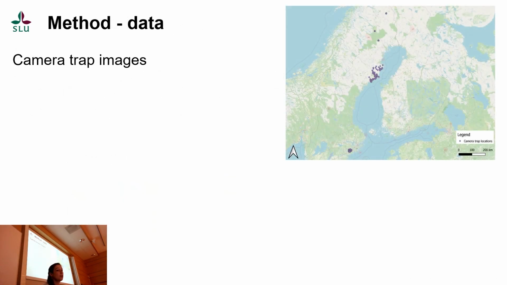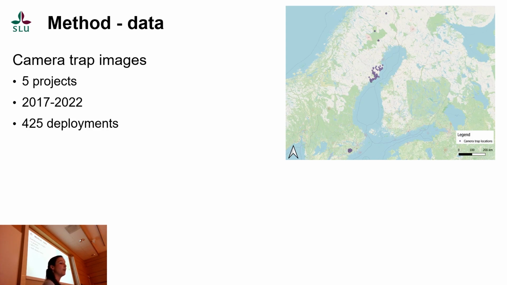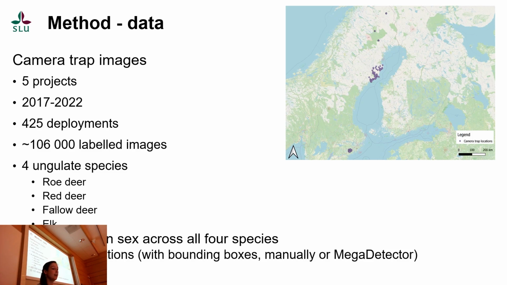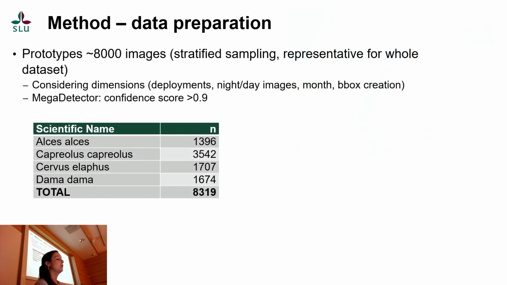So we use camera trap images that were collected across 5 different projects here in Sweden, across 6 different years, and more than 400 deployments, so different locations that you can see there as the dots on the map. We have in total 106,000 labeled images across 4 ungulate species: roe deer, red deer, fallow deer, and elk. Of those, we have 60,000 where we know the sex. And finally, we have 30,000 observations where we also have a bounding box. So this is basically what we have available at the moment.